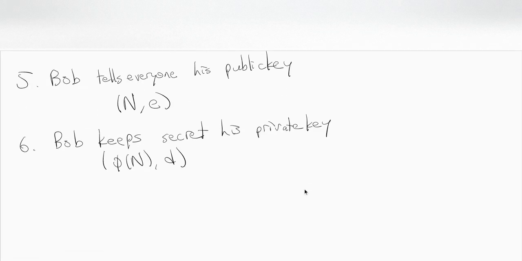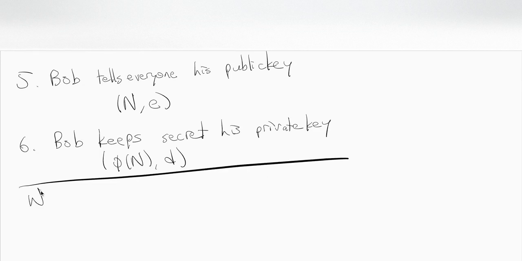So let's see. We are Alice now. We are given an integer m, and we want to describe how to compute c. We're also given an e, and we know that n is the product of two primes, and e is coprime with phi of n, but we don't know what p and q are, and we don't know what phi of n is.